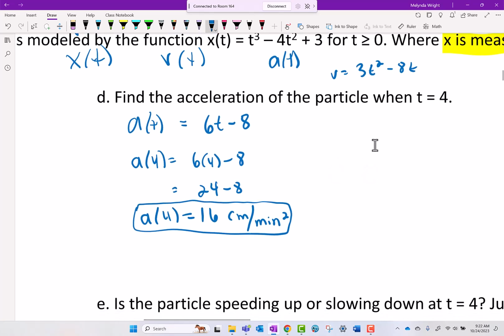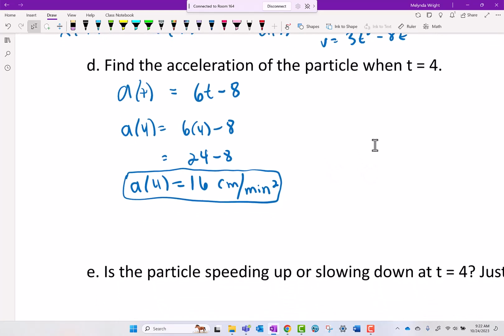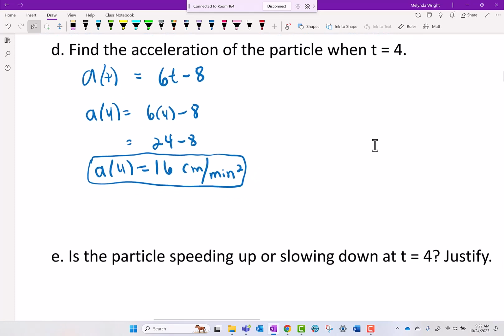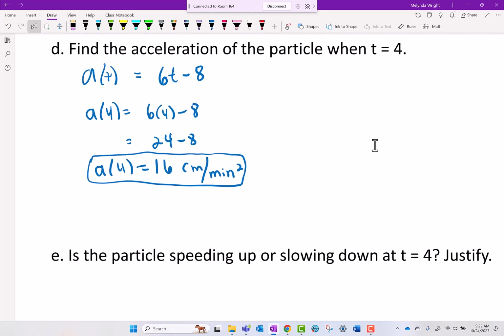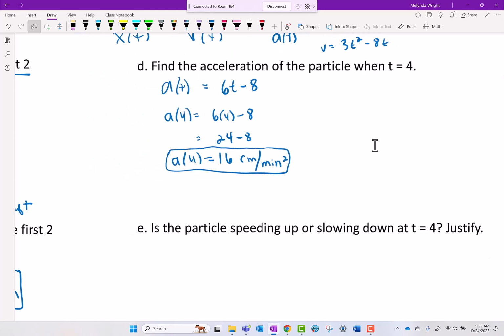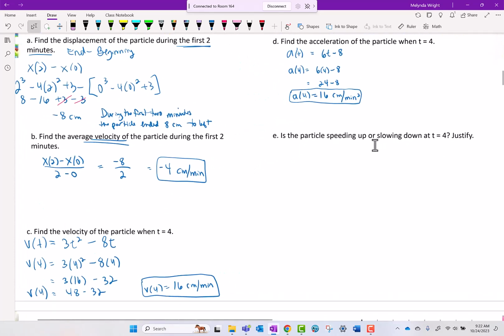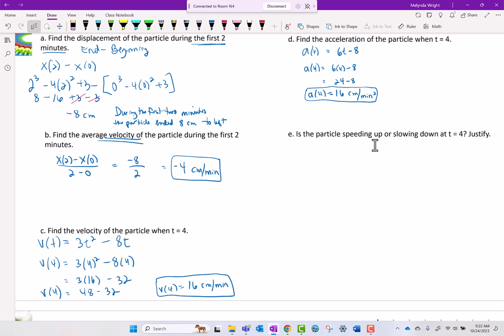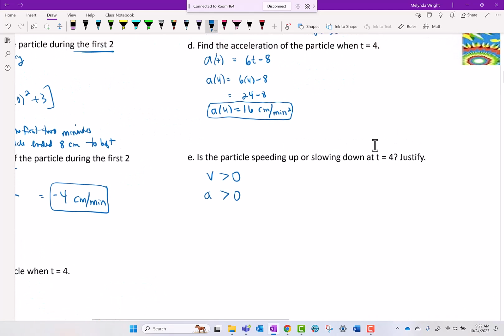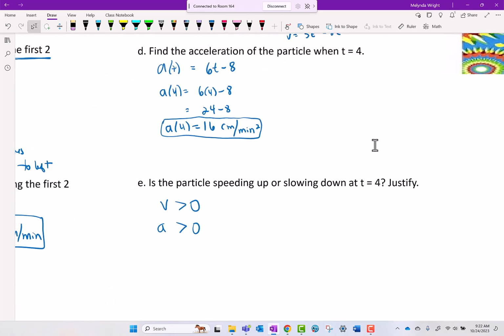Okay. So the last question: is the particle speeding up or slowing down at t equals 4? Justify. Now, it just so happens that we just found velocity at 4 and acceleration at 4. So we don't have to do extra work. That was nice of them. So our velocity was greater than 0. It was 16. And our acceleration is greater than 0. It's 16, just weirdly enough, 16 and 16. So what is our answer? Are we speeding up or are we slowing down?